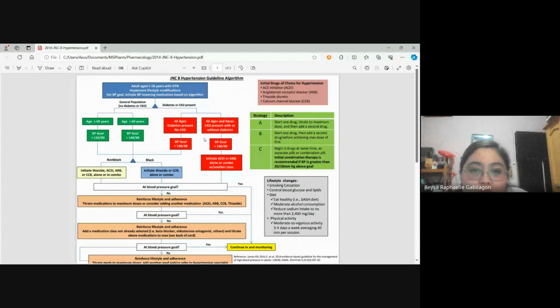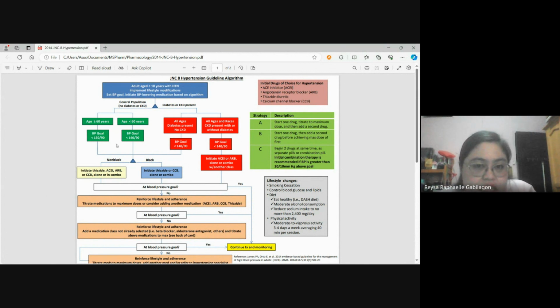Initiate ACE inhibitor or ARBs. Pwedeng alone or pwedeng in combination with another class of drugs. So you may look at this initial drugs of choice for our hypertension kung gustong mag-combine.